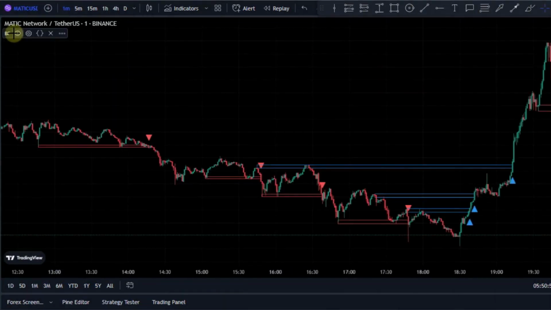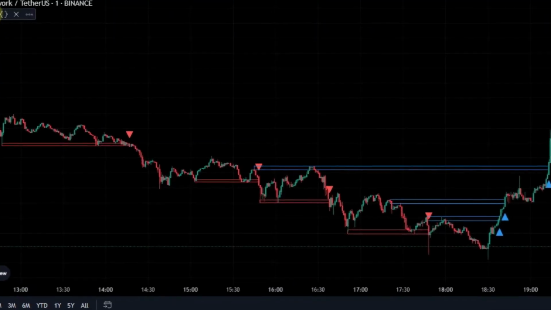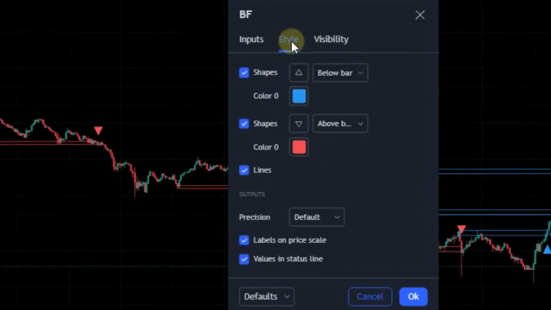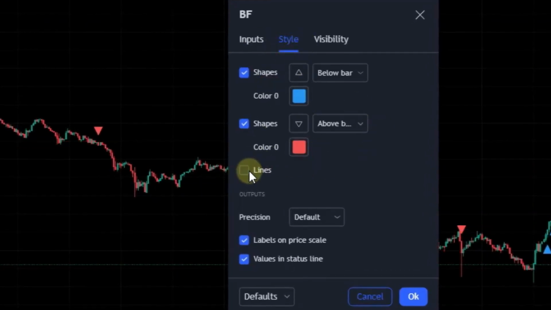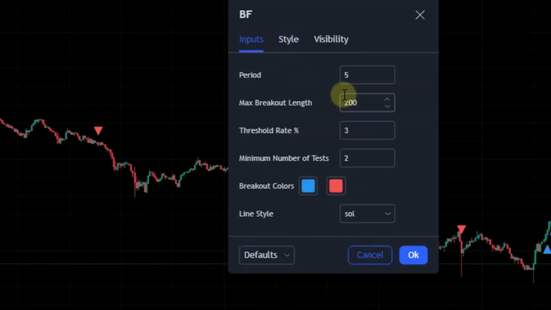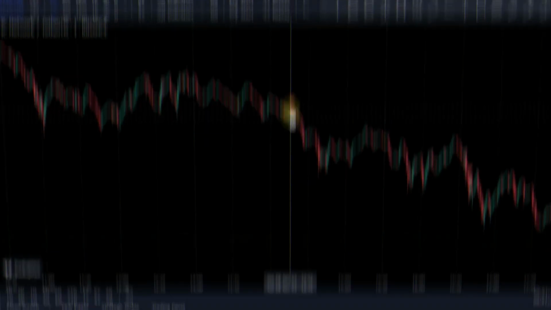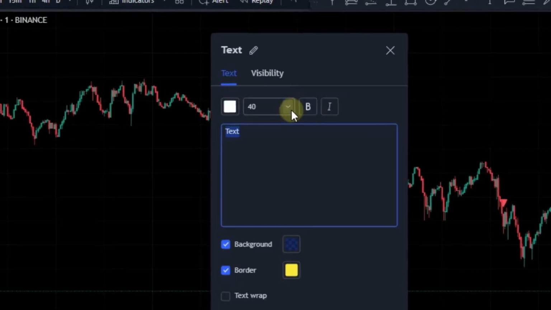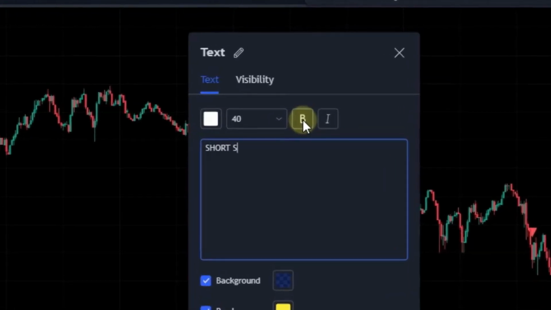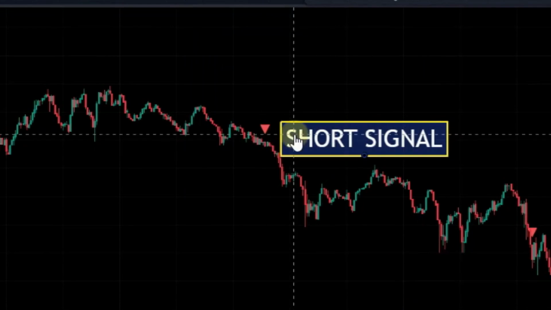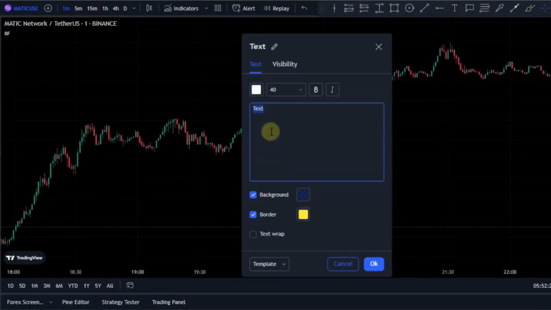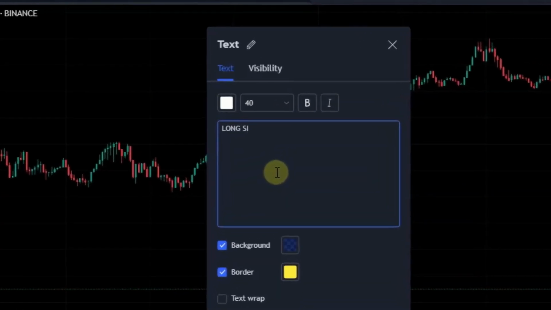indicator. For this purpose, head over to its settings and disable the line option in the style tab. Now in the input section, change the period to 10 and then change the max breakout length to 100. So the red arrow above the candle means a short signal. And this blue arrow below the candle means a long signal.